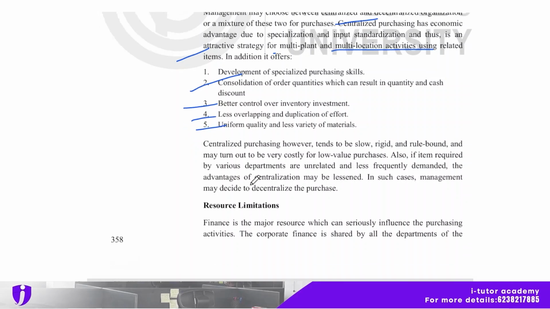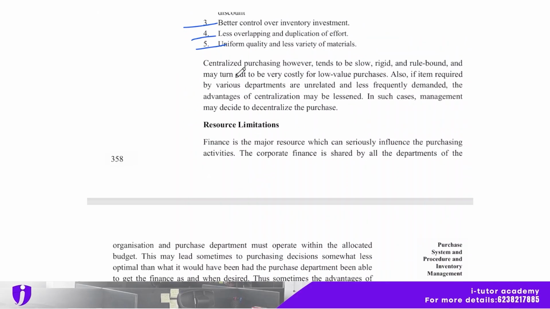Centralized purchasing, however, tends to be slow, rigid, and rule bound, and may turn out to be very costly for low value purchases. Okay.